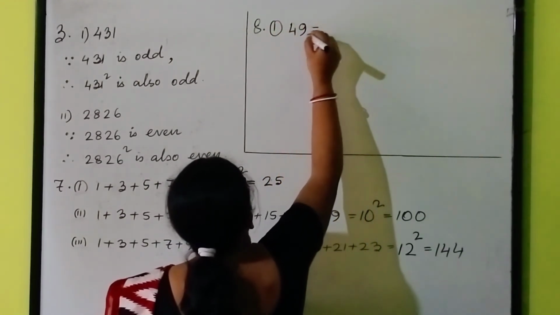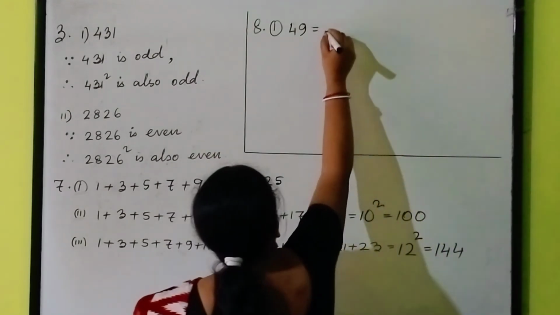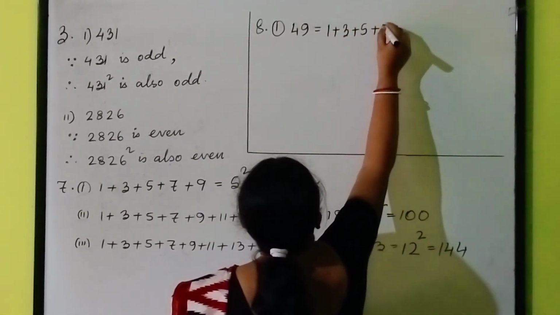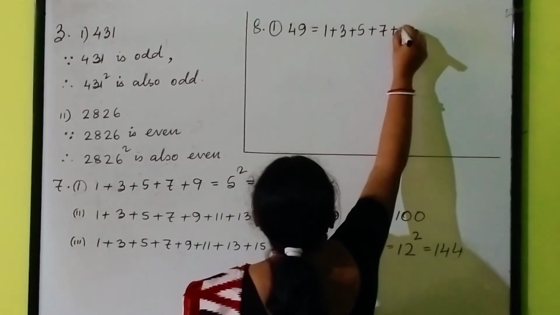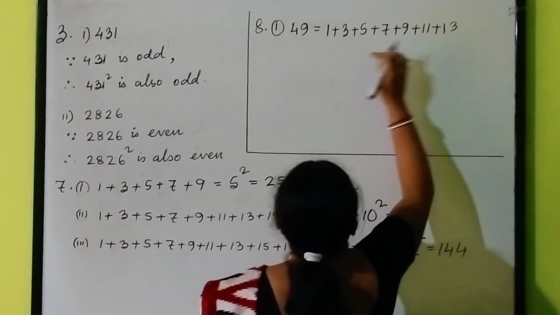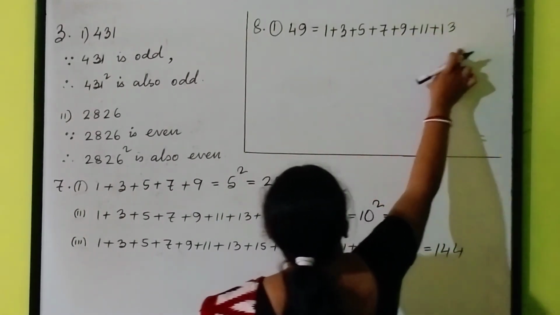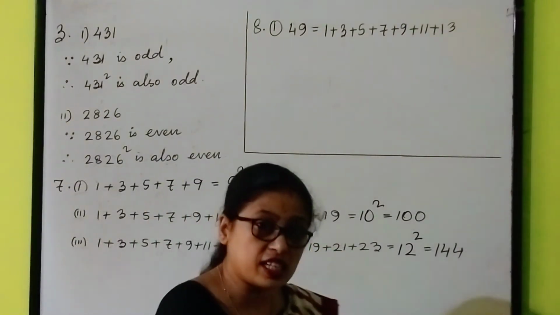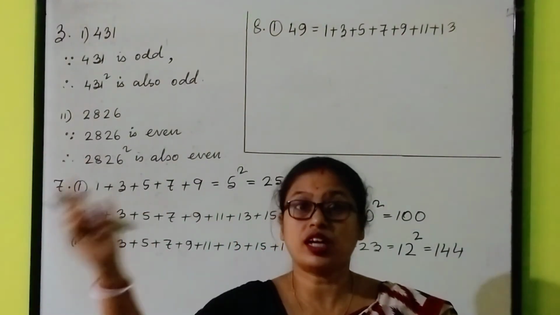So write 49 means 7 square. So 1 plus 3 plus 5 plus 7 plus 9 plus 11, okay, plus 13. See, 1, 2, 3, 4, 5, 6, 7. You add it, you will get 49. Understood? So 49 means 7 square. So it will be the sum of the first 7 odd numbers starting from 1. First 7 successive odd numbers, one after another, starting from 1.